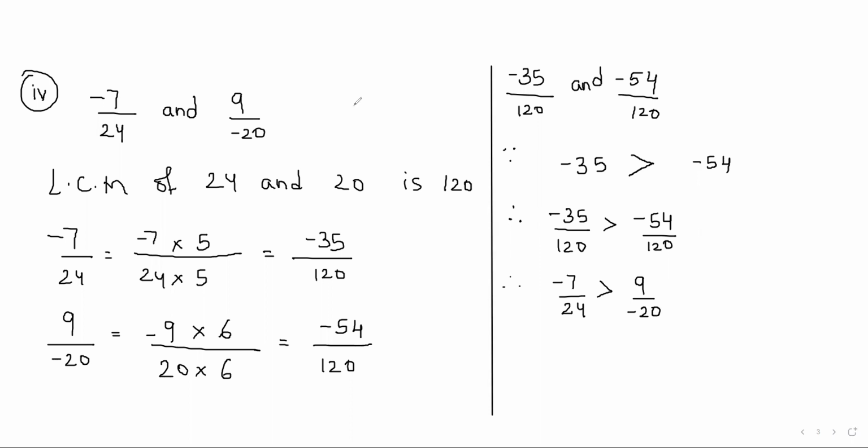In the final answer, we should always write the original fractions, original rational numbers. Now, in the textbook, when you see the back answer, students, the answer is wrong. They have given us that minus 7 by 24 is less than 9 by minus 20, but the answer given in the textbook is wrong. Minus 7 by 24 is greater than 9 by minus 20.